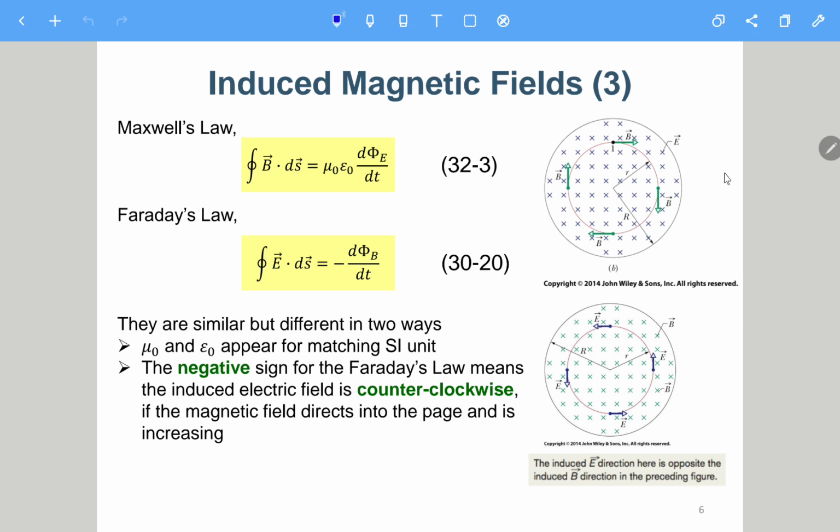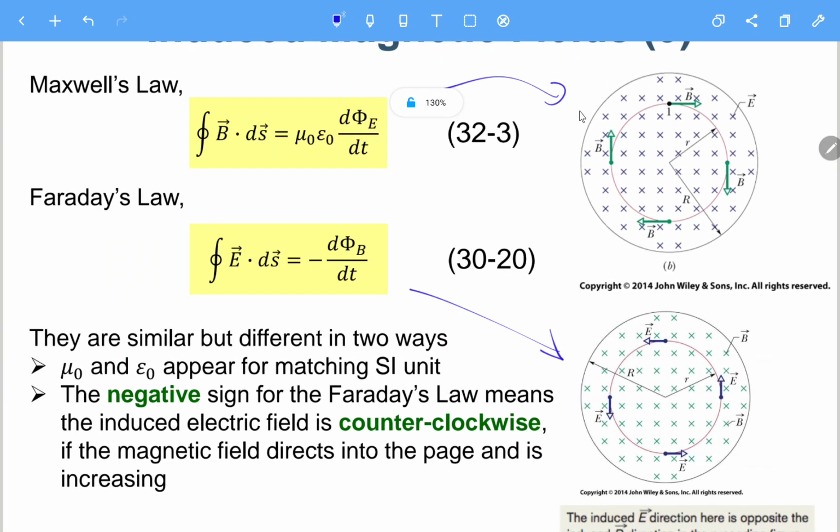For Maxwell's law, we can check out this figure, and for Faraday's law, we can check out that figure. They are a little bit different, but somehow similar. You can still see the same Ampere loop, and there are some crosses, which means that for this one the E field is pointing into the page, and for this one the B field is pointing into the page. So this changing E field will generate a B field clockwise. But for this B field, if both of them are increasing, the E field is counterclockwise. So the directions are different.